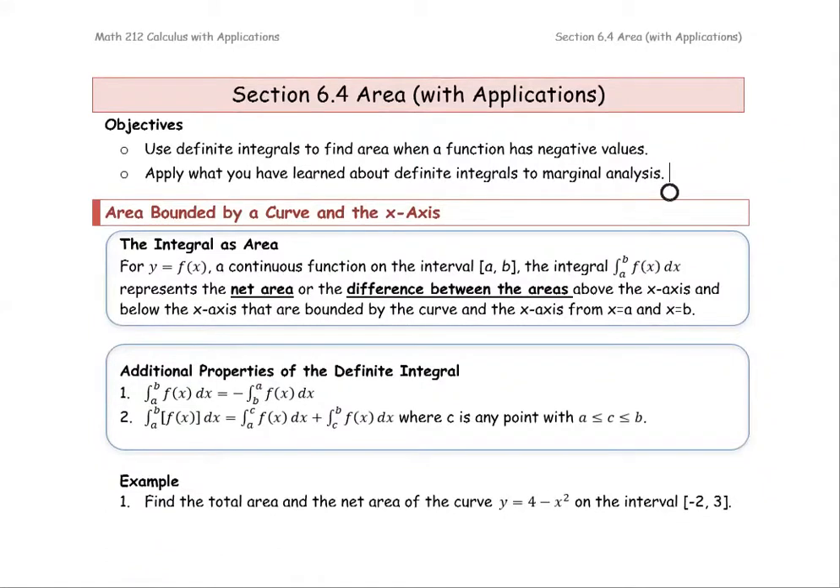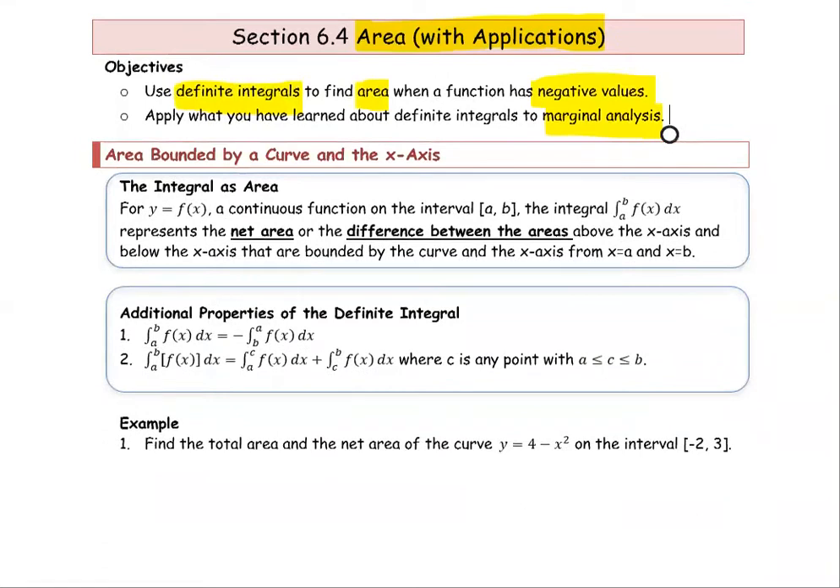Section 6.4 Area with Applications. In this section, we are going to use definite integrals to find area when a function has negative values, and also to apply what you have learned about definite integrals to marginal analysis. The first part is about the area bounded by a curve and the x-axis.